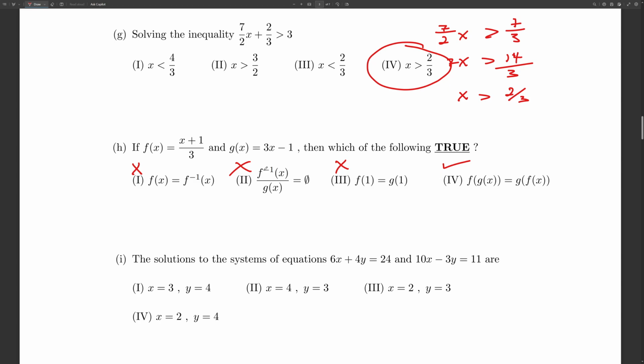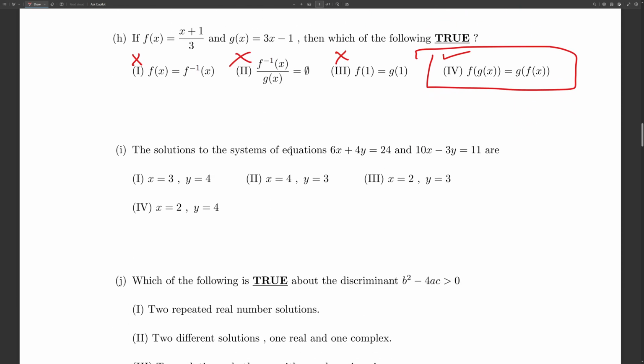If you want, you could go ahead and do them separately. Find f of g of x and g of f of x, and you'll see that they are in fact equal. So the answer for this is 4 over here.